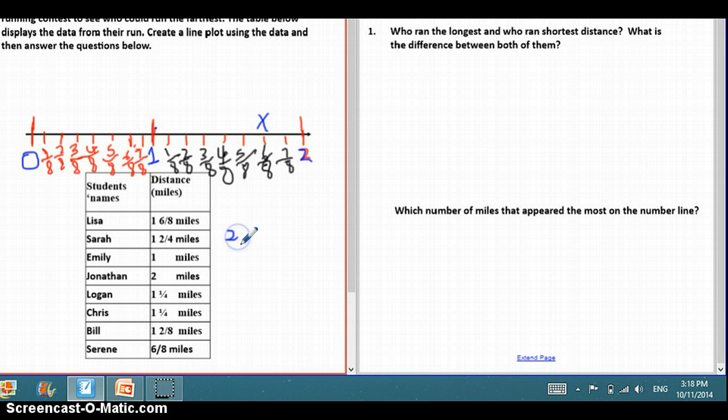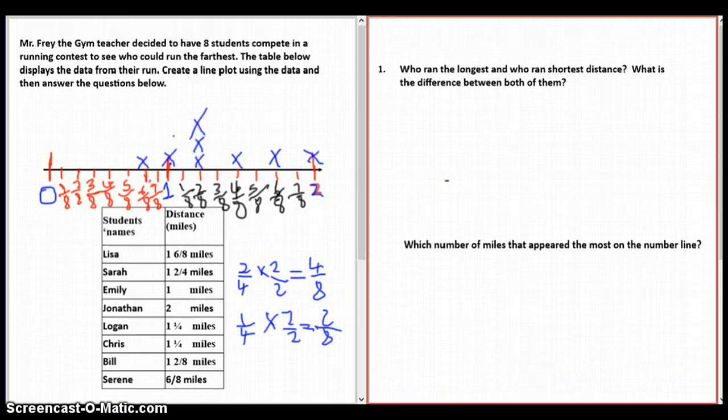So 2/4 multiplied by 2 over 2 equals 4/8. Very good. So right now I know that Sarah ran 1 4/8 of a mile. I'm going to go exactly here and place my X that represents her.